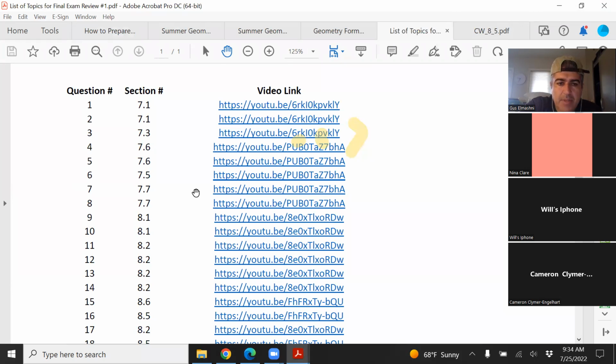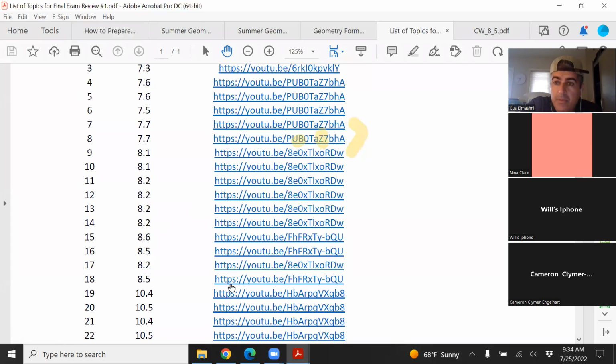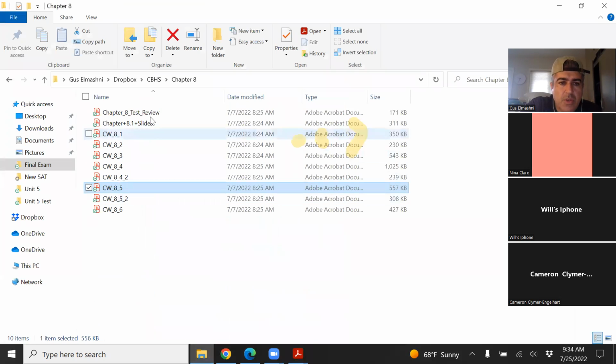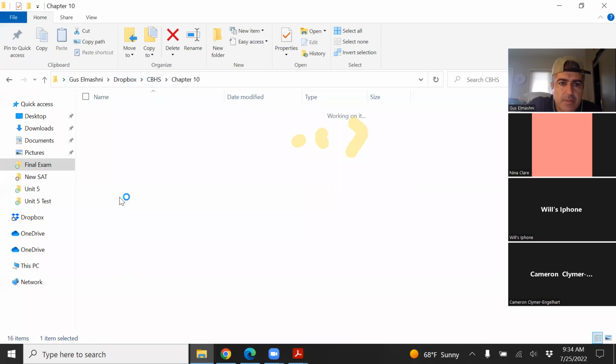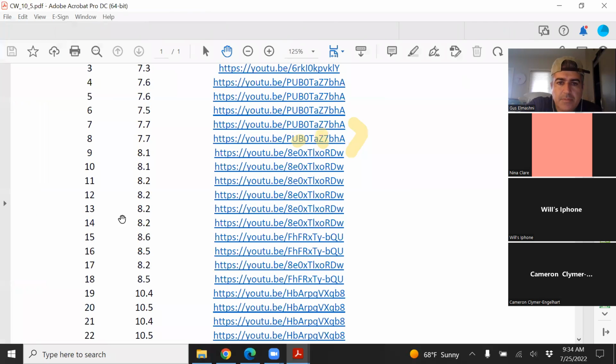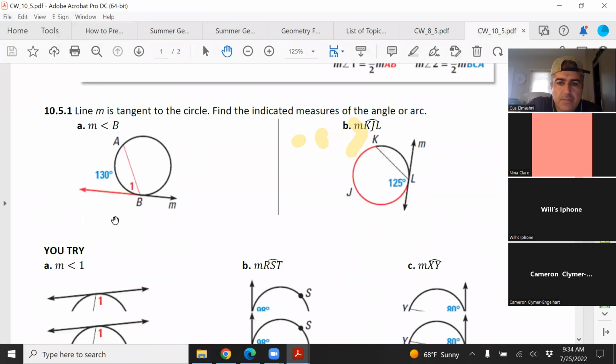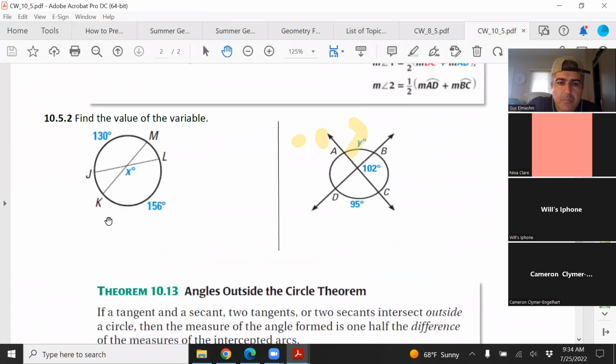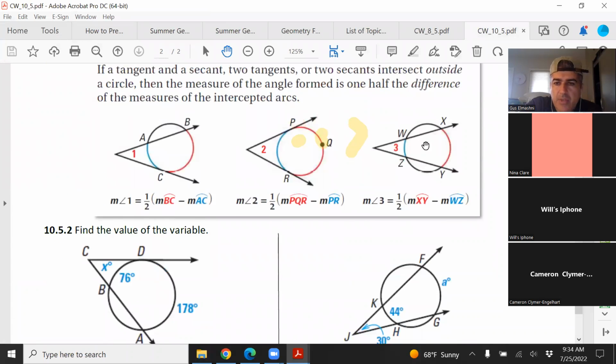Okay, list of topics. Number 20 says that's from 10.5, okay? So you can go to your chapter 10 notes, 10.5. And you can see that we see that situation over here. Measure of angle 3 is half of xy minus wz. Okay, so that's precisely what we're going to do.